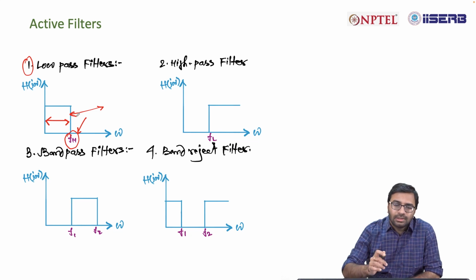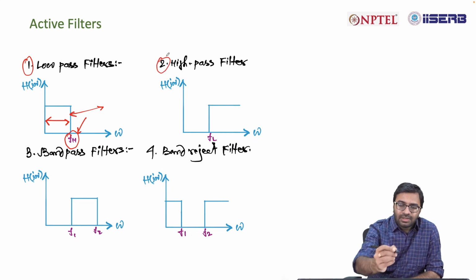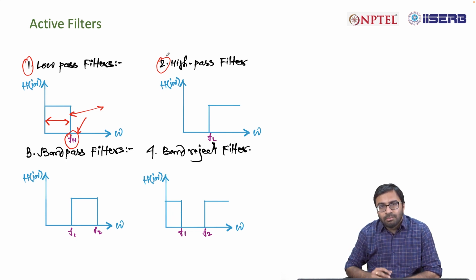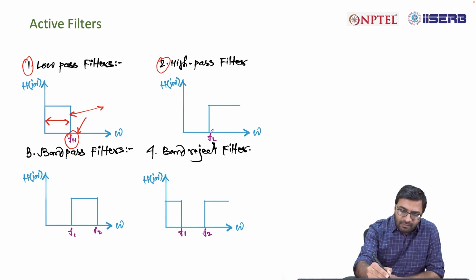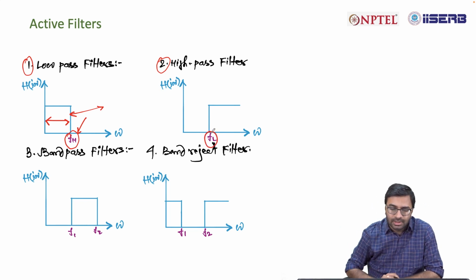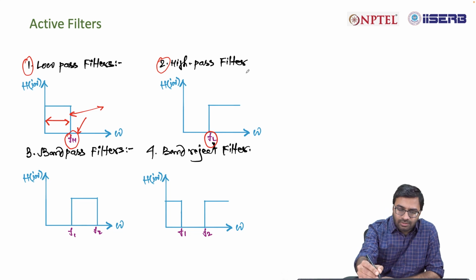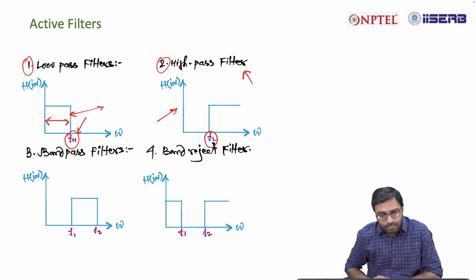The second type of filter is the high pass filter. Again, from the name itself, it's very evident that this filter will allow frequencies beyond a certain cutoff frequency. In this case, say FL is your cutoff frequency. Any signal having frequency more than FL will pass through this filter. Okay, so this is the plot for the same.